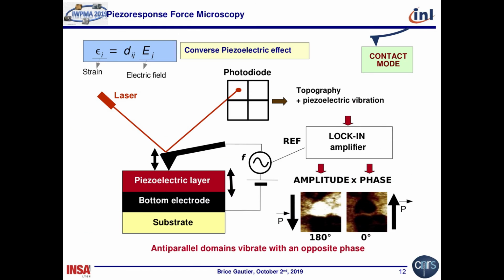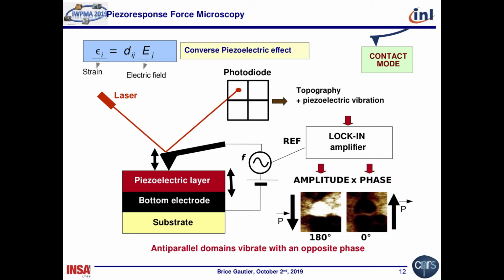Now it is quite simple. You want to study the ferroelectric layer, which is also a piezoelectric layer. You put the tip in contact mode on the surface, and you apply an alternating voltage. Later we will also apply a DC voltage, but not now. Since this layer is piezoelectric, it will start to vibrate at the same frequency as the applied voltage. This vibration will be sensed by the tip, which is in contact with the surface. So in the photodiode, you will see an alternating signal due to the piezoelectric effect.